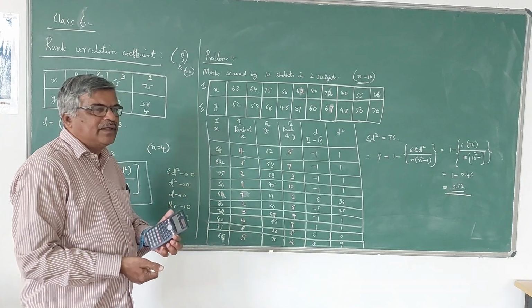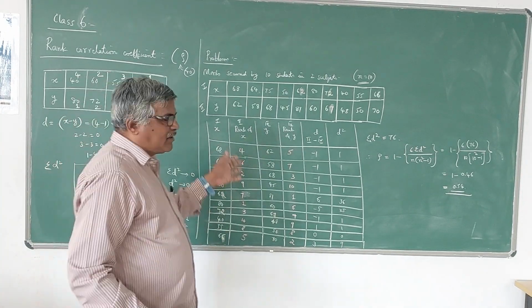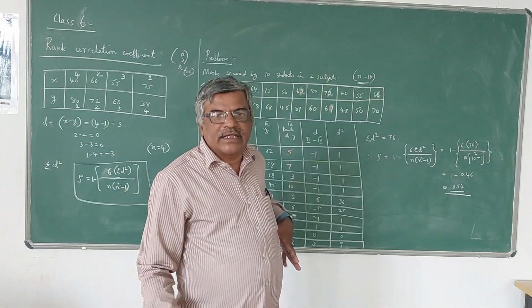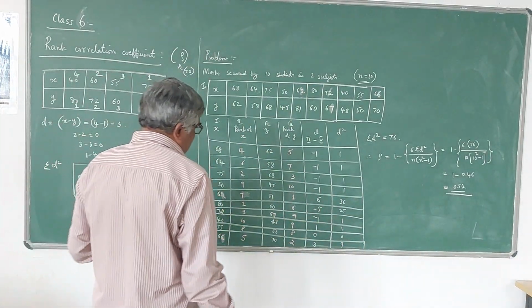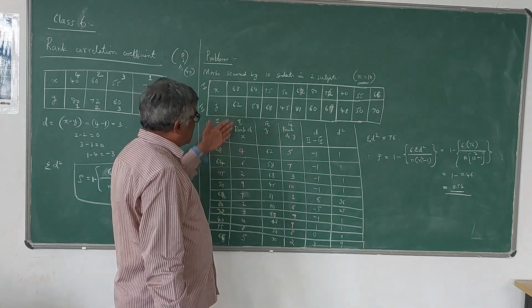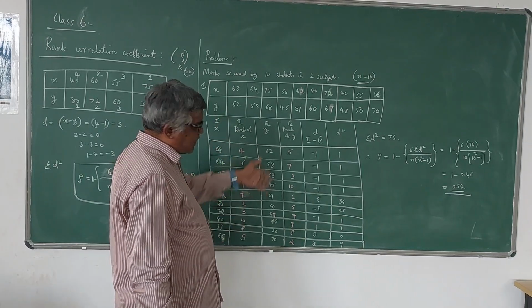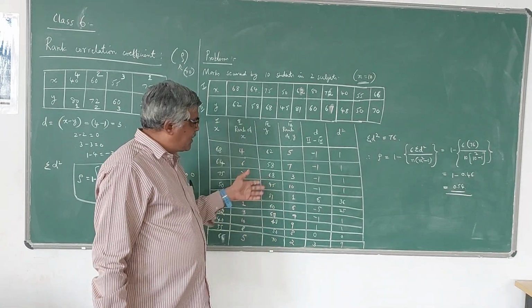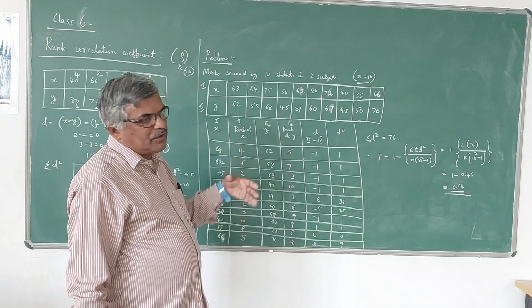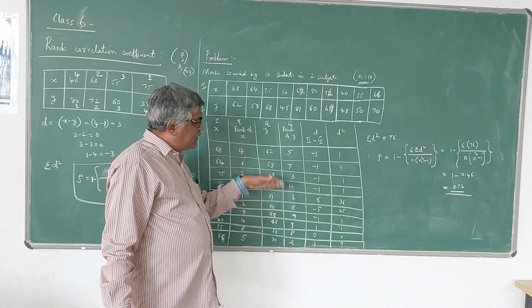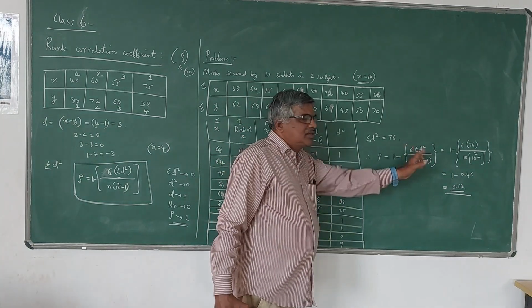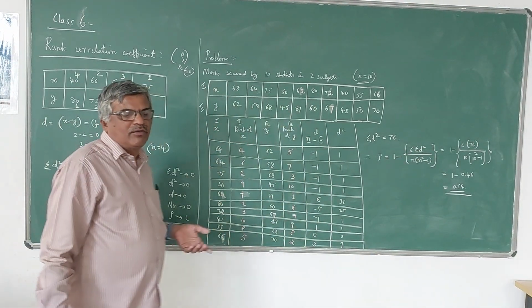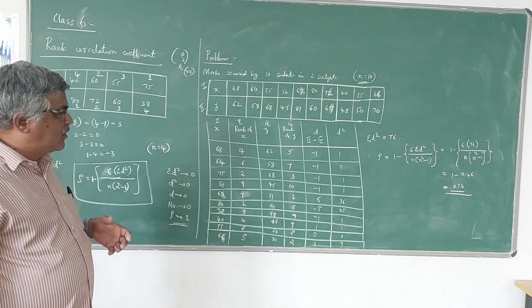So we have to assign the ranks based on the set of data given, starting from the highest. The highest value is rank number 1, and the lowest value gets the last rank. So this is the procedure. Give the ranks for each set of data x and y. Take the difference between those ranks, and that becomes D. Then you square it, then add it, then use this formula. This is the meaning of rank correlation coefficient.